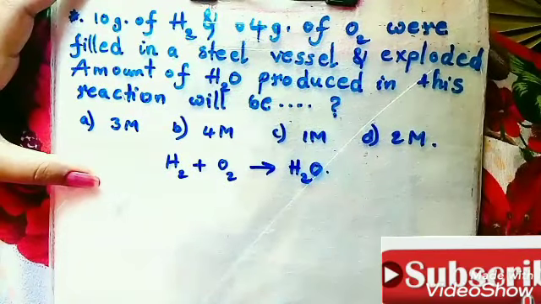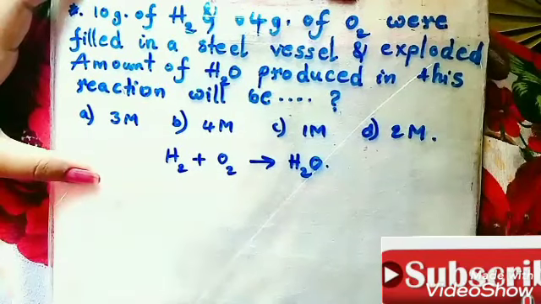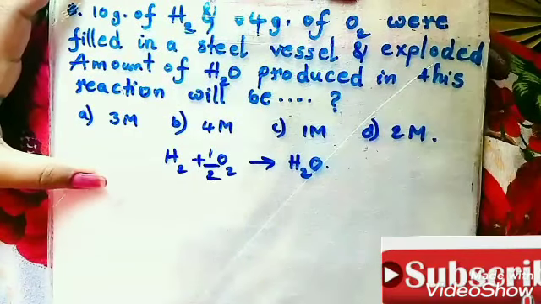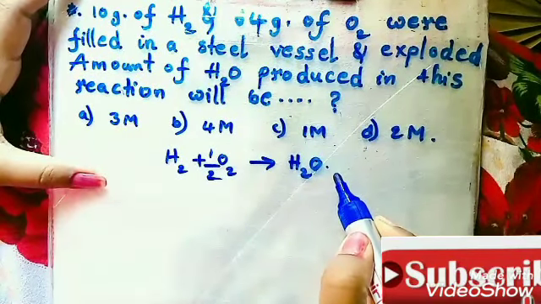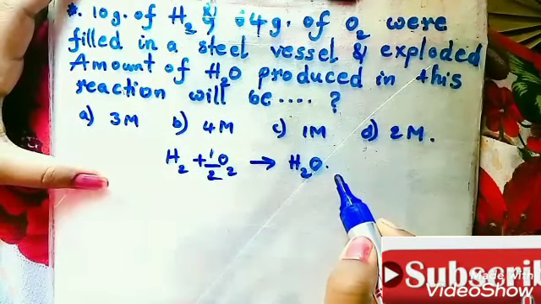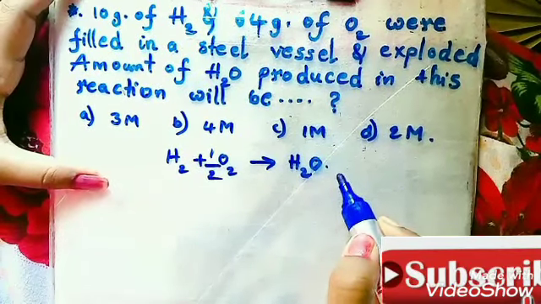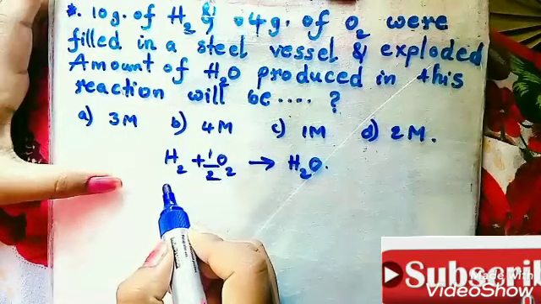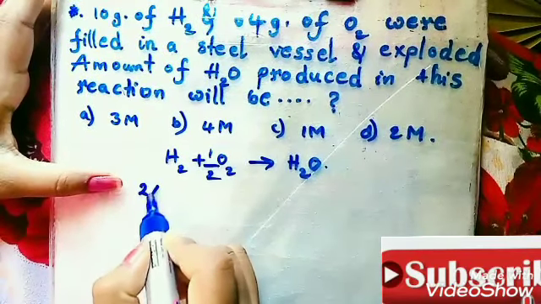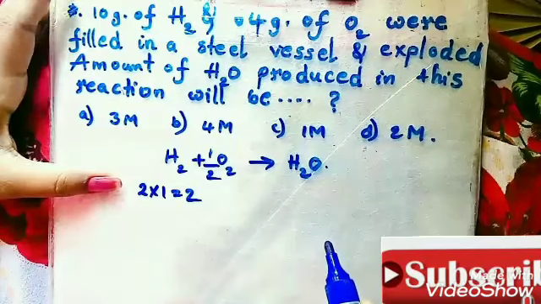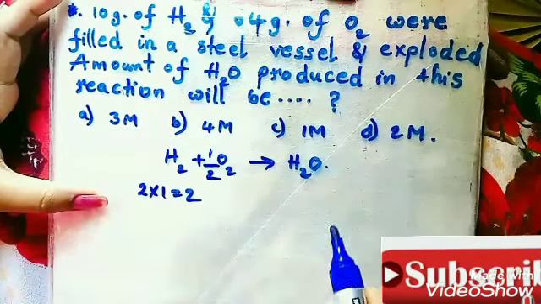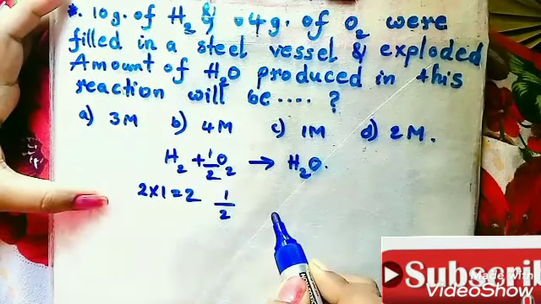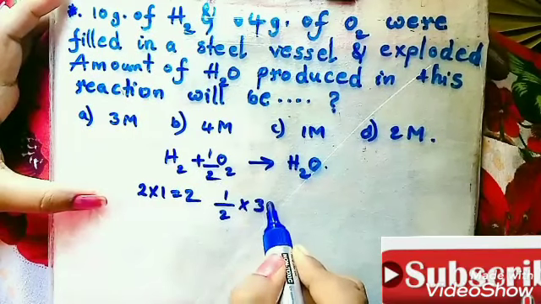So students, this is the net reaction. Then we have to balance it. H2 plus half O2 gives H2O. Now we have to calculate the molecular masses. For hydrogen, 2 hydrogen atoms are present, so 2 into 1, that is 2. The molecular mass of hydrogen is 2. Then for oxygen, only half O2 is there, so half into 32.